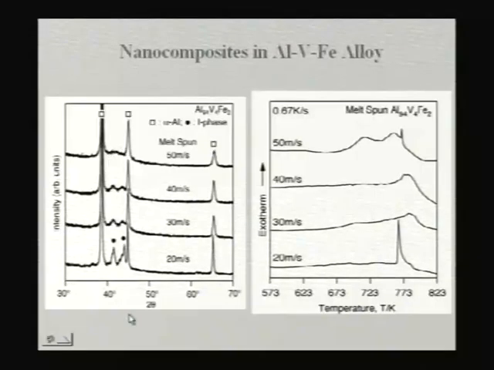Whereas under non-equilibrium processing, you end up with these novel microstructures, such as either a combination of nanocrystalline aluminum plus amorphous, or nanocrystalline aluminum plus quasicrystalline.